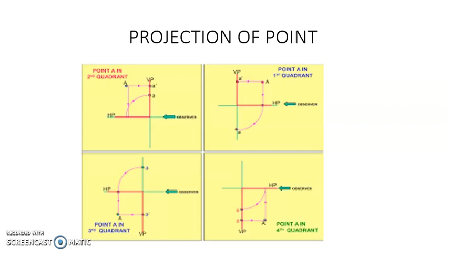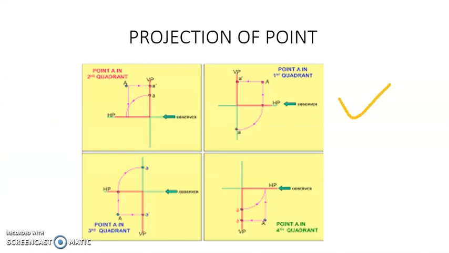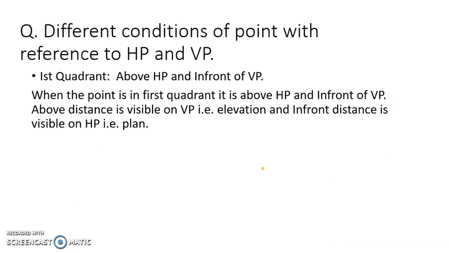Today we'll start with the topic projection of point. Here I have given you the overview of the point. When the point is in first quadrant, this is the condition of first quadrant, that is above HP and in front of VP. When the point is in second quadrant, it is above HP and behind VP. When the point is in third quadrant, it is below HP and behind VP. And when the point is in fourth quadrant, it is below HP and in front of VP.